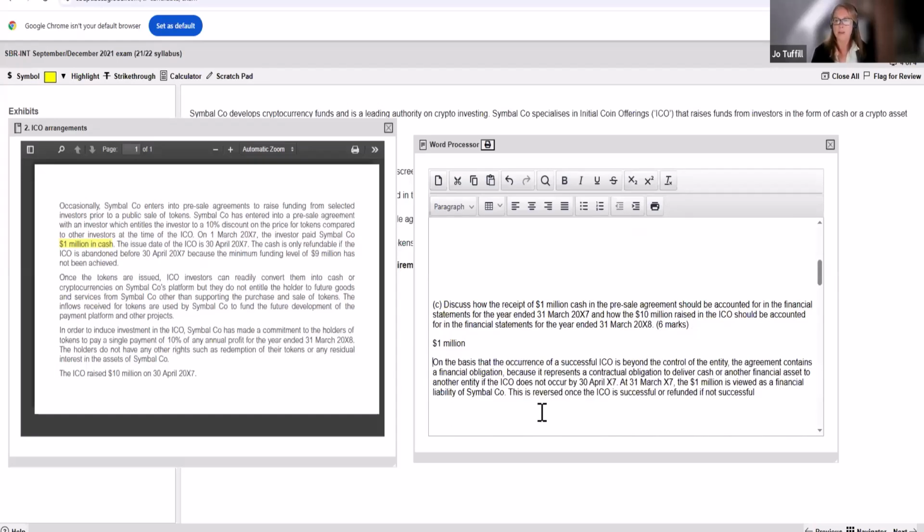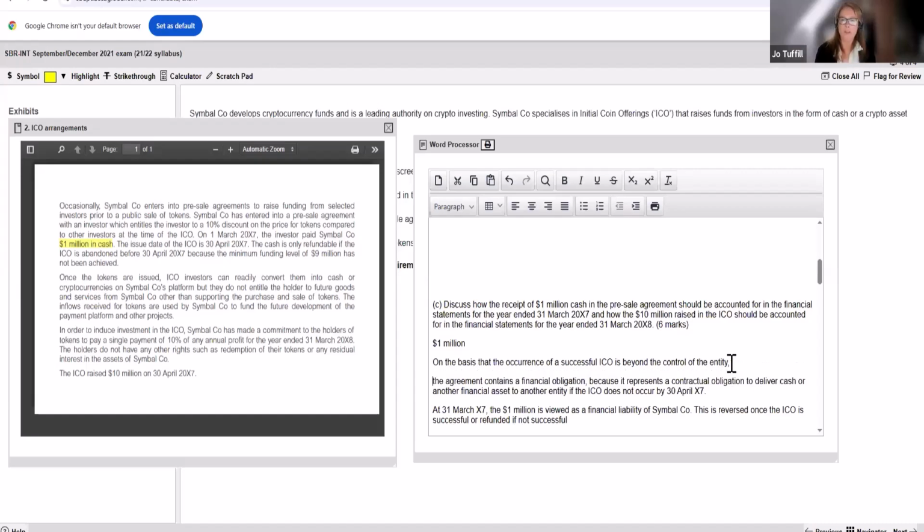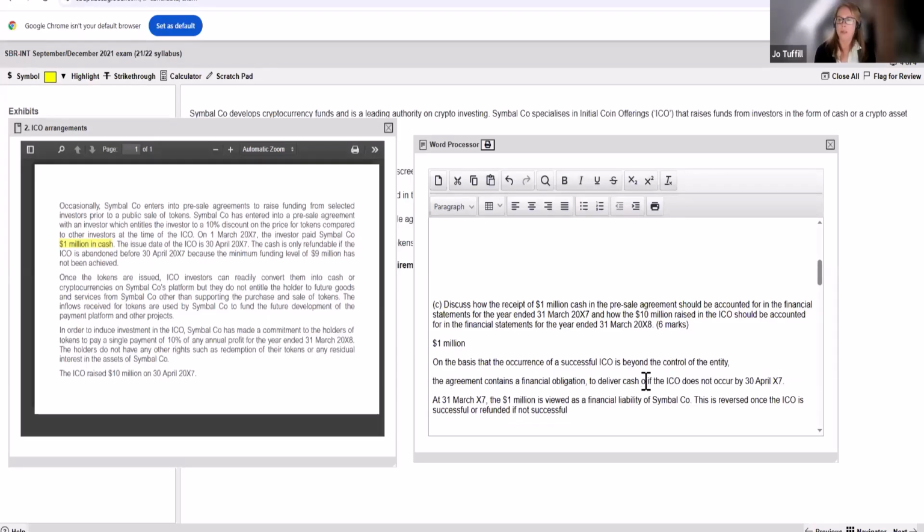So on the basis that the occurrence of the successful ICO is beyond the control of the entity, it contains a financial obligation because it represents a contractual obligation to deliver the cash if the ICO doesn't go ahead. That's what you want to be saying. Now, if you'd said, like I said, oh, it's a financial liability, we may have to pay it back, that'll be enough. Contractual payment. Right, this is beautiful language. Might change that a bit and just say it's beyond the control of the entity. Therefore, the agreement is a financial obligation because you've got to deliver cash. Right? I would just put that, to deliver cash. If the ICO doesn't occur, much simpler language, we'll still get the marks.